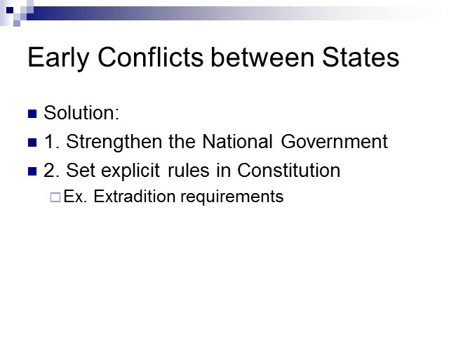Now, the solution to these conflicts between the states that was established with the Constitution was to strengthen the national government and set explicit rules in the Constitution. An example would be the extradition requirements. If someone is suspected of a crime and you want to try them in your state, and they're off in some other state, you say, we want to extradite them, we want them over here so we can try them, and they're supposed to send them your way.